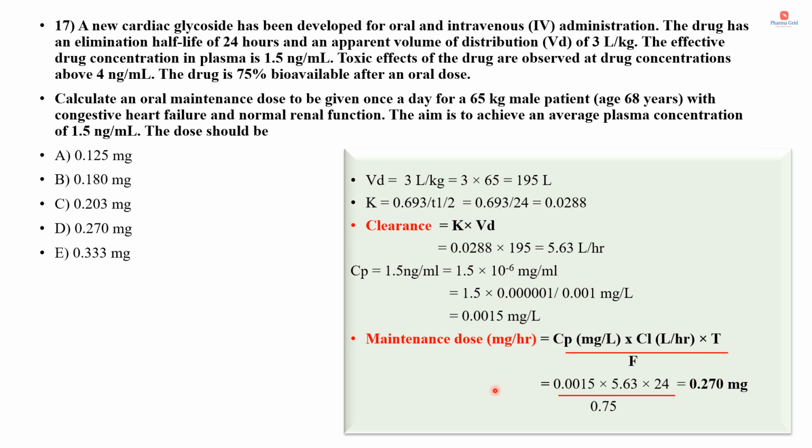So substitute all these values in this equation. Okay, 0.0015, this is the plasma drug concentration value, and 5.63, which is the clearance value, into 24. 24 is the elimination half-life, divided by 0.75, which is the F value. So we will get the answer as 0.270 milligram. So here the correct answer is option D.